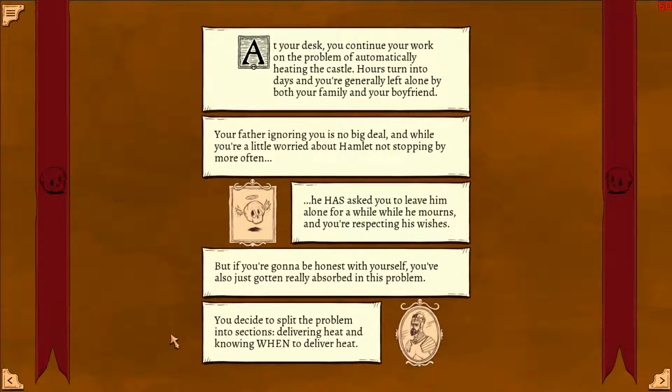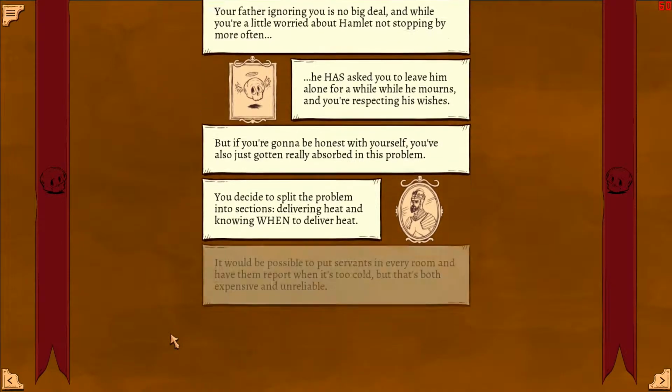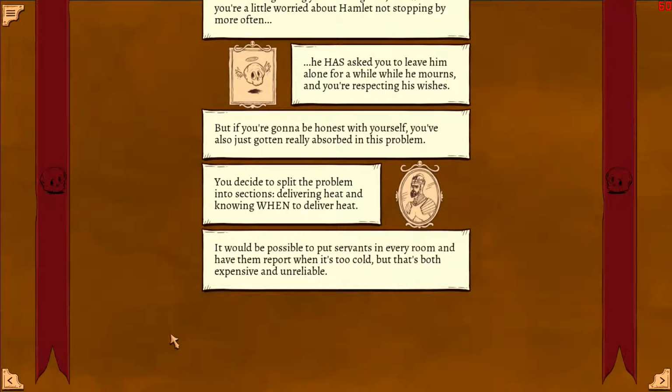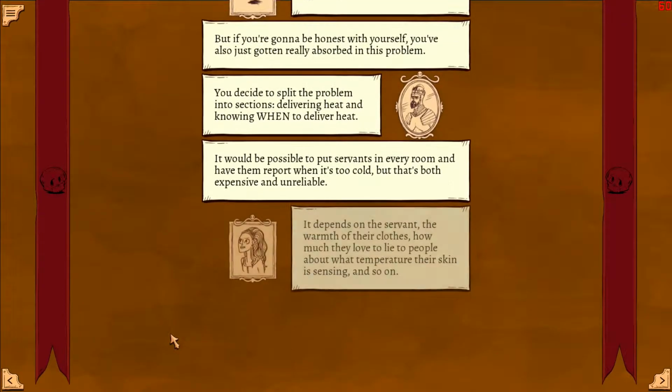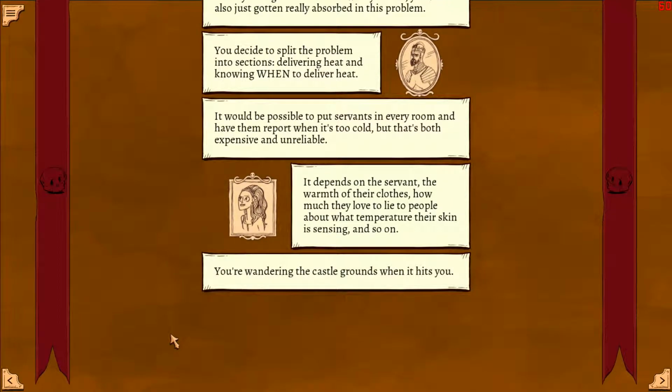You decide to split the problem into sections: delivering heat and knowing when to deliver heat. It would be possible to put servants in every room and have them report when it's too cold, but that's both expensive and unreliable. It depends on the servant, the warmth of their clothes, how much they love to lie to people about what temperature their skin is sensing, and so on. You're wandering the castle grounds when it hits you.